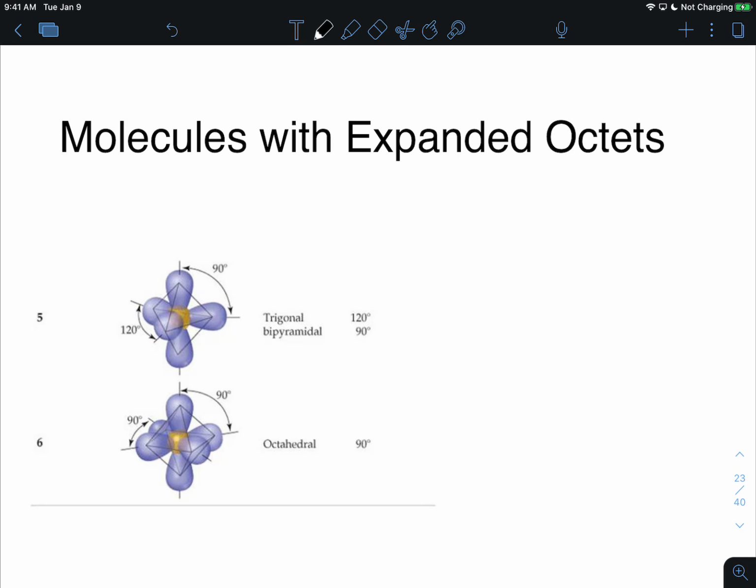Okay, let's look at our expanded octets. So with our expanded octets, we have 2 options. We can have 5 electron domains, or we can have 6 electron domains. With our 5 electron domains, we have a trigonal bipyramidal electron domain geometry, and 6 electron domains, we have an octahedral electron domain geometry.